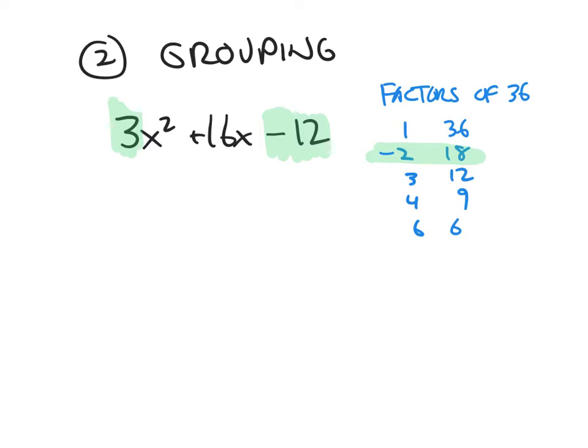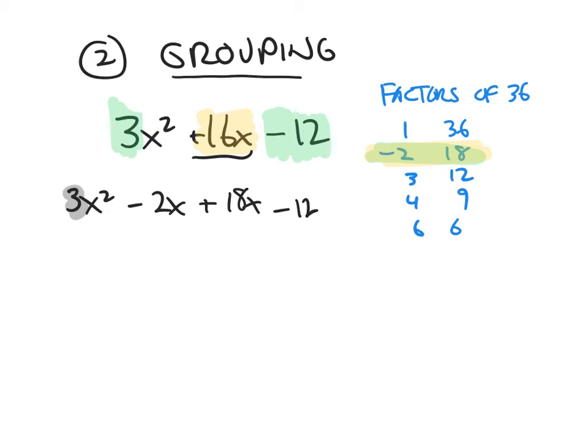Okay, wait a minute. When I say write this, I mean we are going to express 16x in terms of -2x and 18x. So the 3x squared is still the same. Minus 12 is still the same. But we're going to take 16x and write it as -2x plus 18x. And it doesn't matter which order. We could call it 18x minus 2x, and that's fine as well.